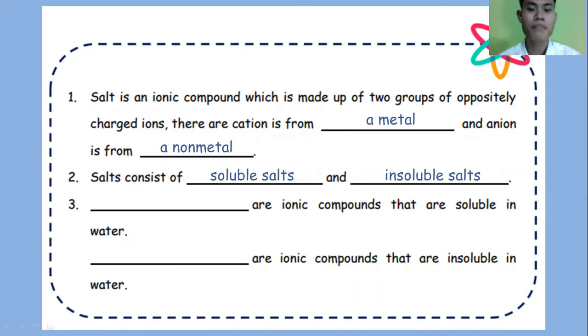Okay, who wants to answer number three and number four? Please, Rosie. Number three, soluble salts are ionic compounds that are soluble in water, and insoluble salts are ionic compounds that are insoluble in water. Okay, good, Rosie. Next, number four.